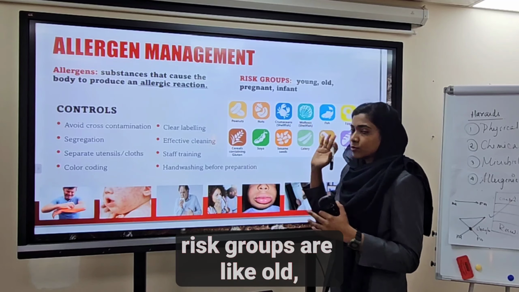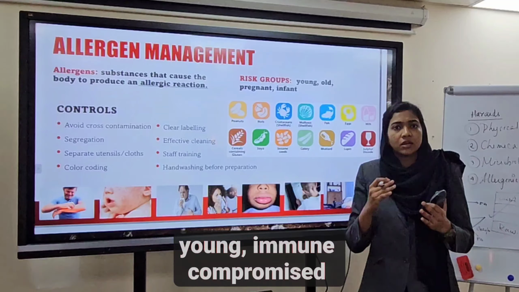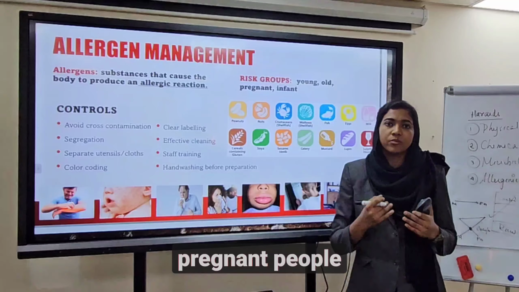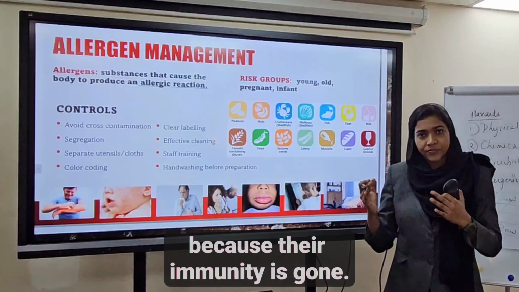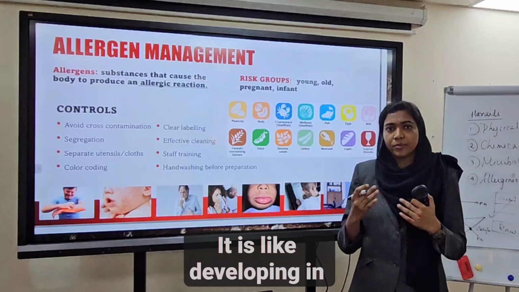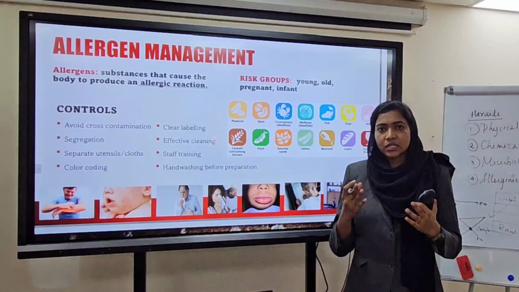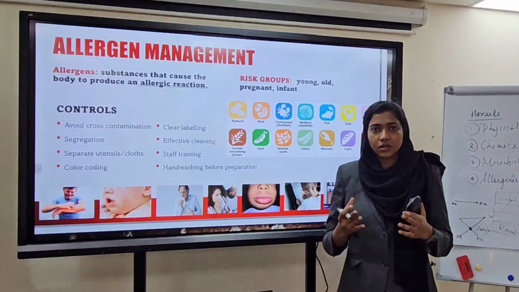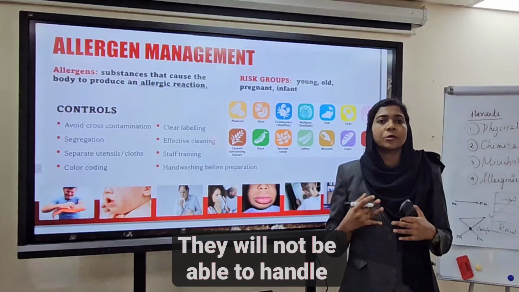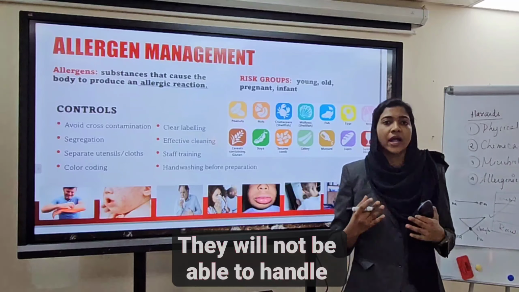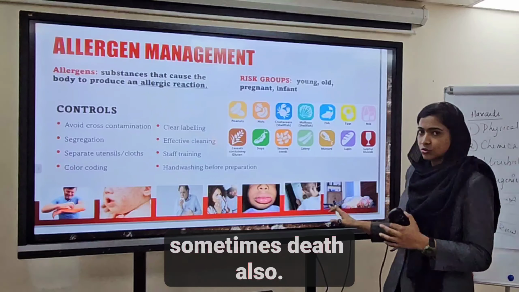Okay. The risk groups are the old, young, immune-compromised, and pregnant people, because their immunity is low. It is still developing in the case of the young, and in the case of ill people, it is compromised. So they will not be able to handle such reactions in the body. And finally, the body will react by producing these reactions, and sometimes death also.